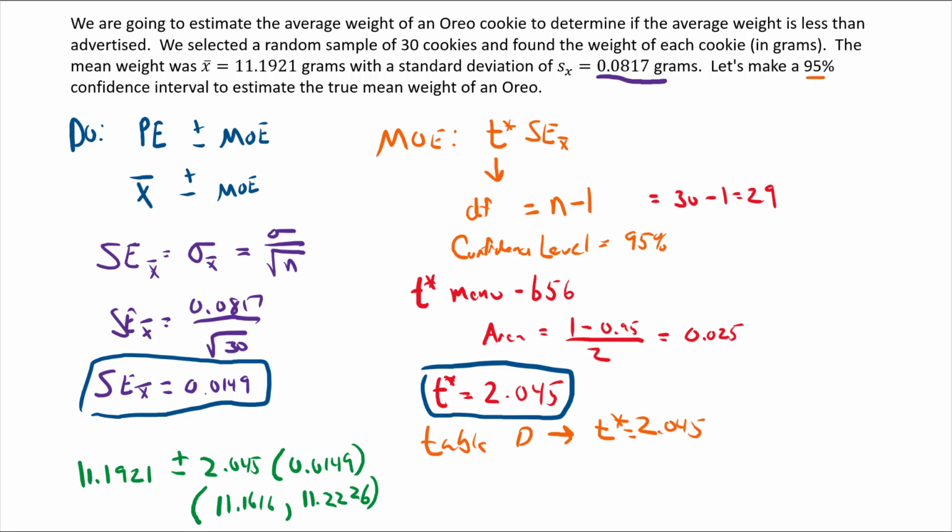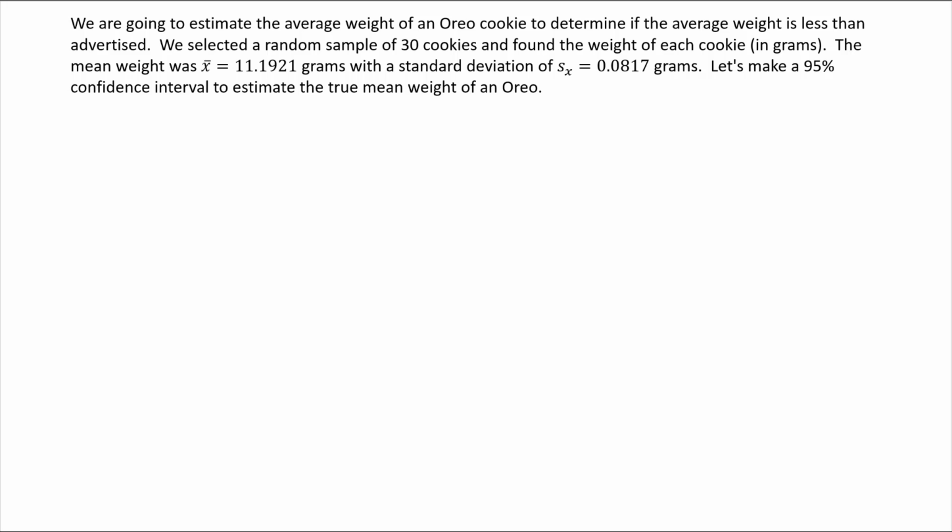Okay? So again, that is our interval that we're looking at. We're saying that the weight should be 11.1616 grams to 11.2226 grams, and we're 95% confident that it should fall within that range. Okay, so now that we've got that, now we just need to interpret it, right? We're going to conclude with this. So now we've done state, plan, do, and conclude. It's our last setup.